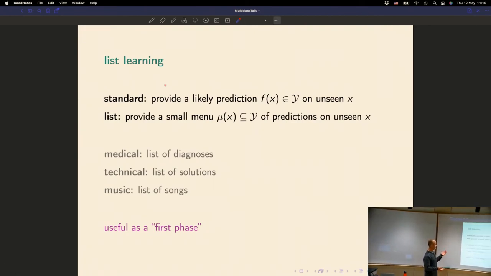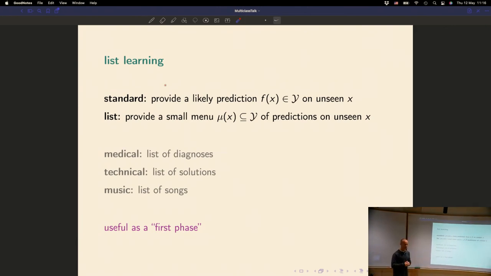Idea number two is list learning, which sometimes can be a useful idea. Instead of trying to predict a single outcome, where we are given x and try to predict f of x, we can do something easier. We can provide a short menu of options for x. So three options, one of them is correct.